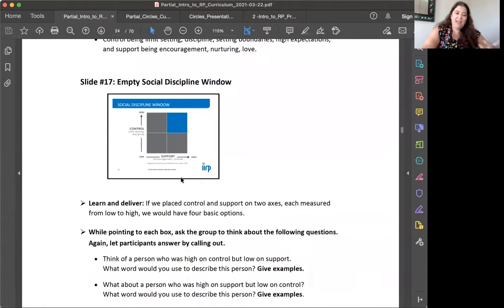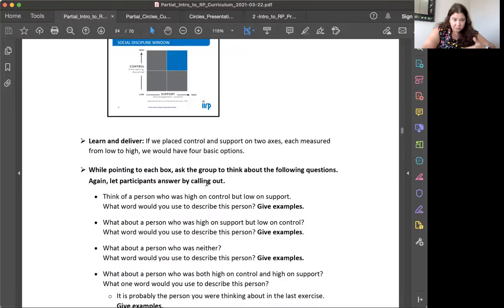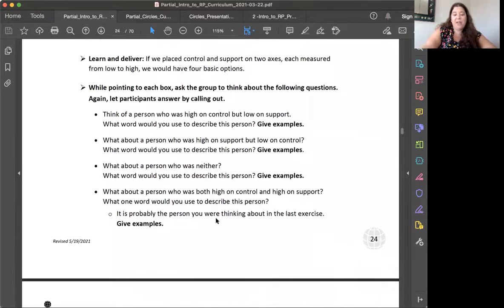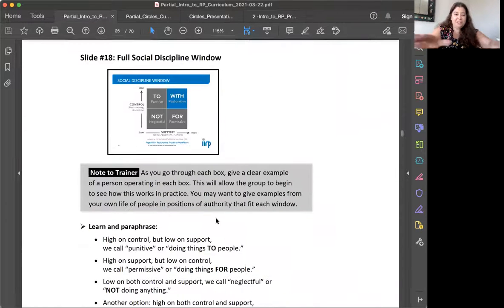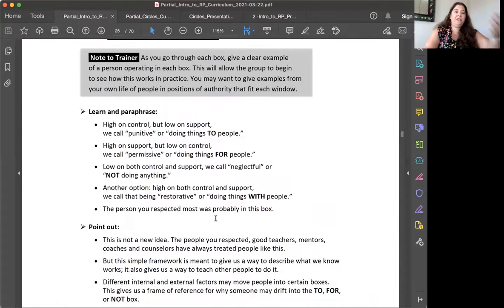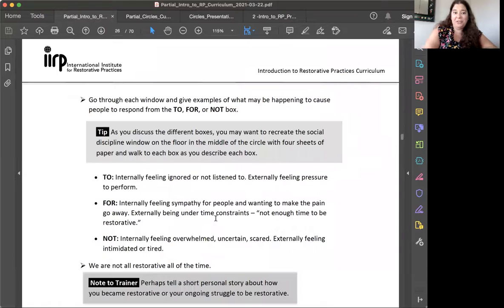So sometimes folks may have issue with the word control. I haven't run into it too often, but I also talk about that word as expectations and limit setting, right? We all have authority and influence, and the social discipline window gives us some options on how we exercise that authority and influence. And I think those, again, are really important conversations to have. So you can unpack this box in a variety of different ways. I sometimes will put the social discipline window on the floor and walk around and talk about different examples from my own life, my own experience that fit each of the windows. So it's completely up to you how you want to deliver this content, but there are some notes and tips that will help you do that.